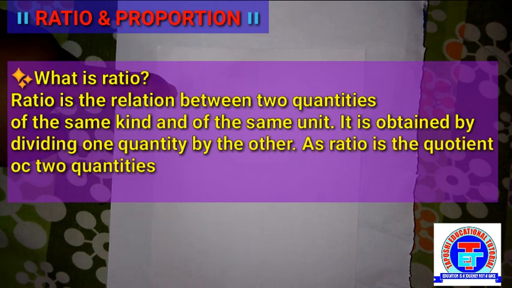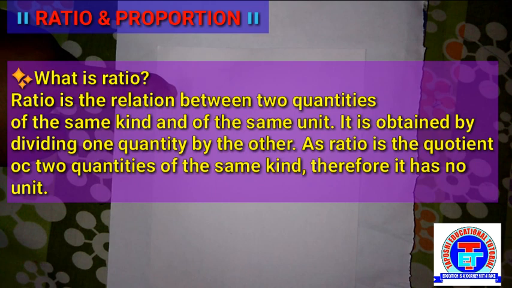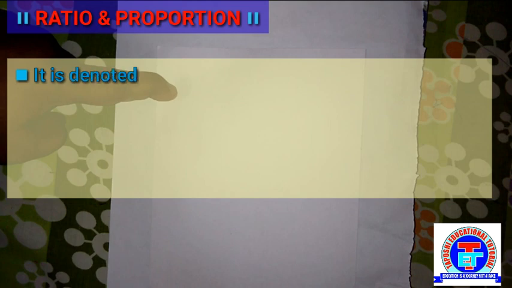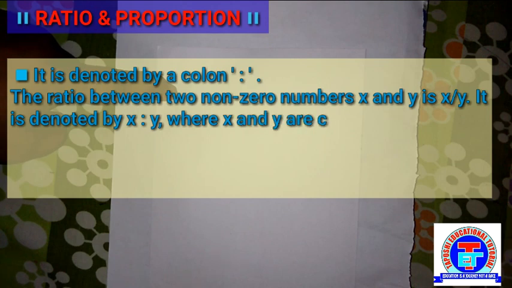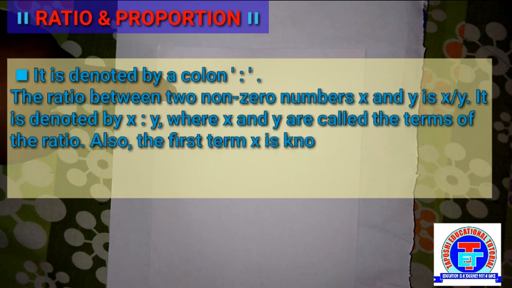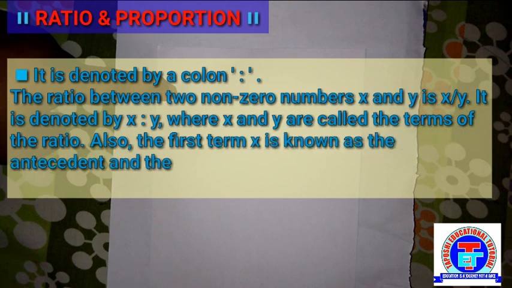It is denoted by dividing one quantity by the other. As ratio is the quotient of quantities of the same kind, it has no unit. It is denoted by a colon. The ratio between two non-zero numbers x and y is represented as x by y. It is denoted by x is to y. This sign indicates "is to".